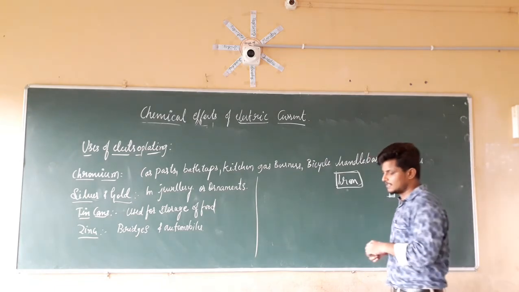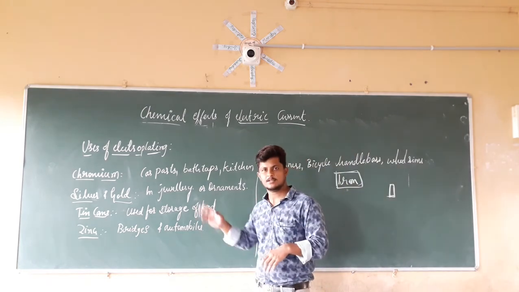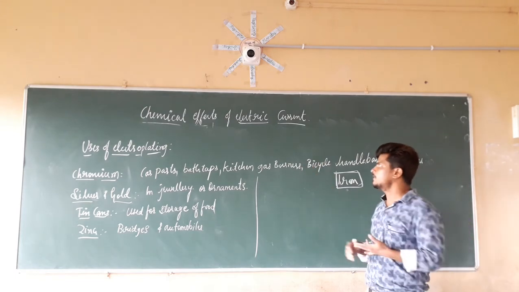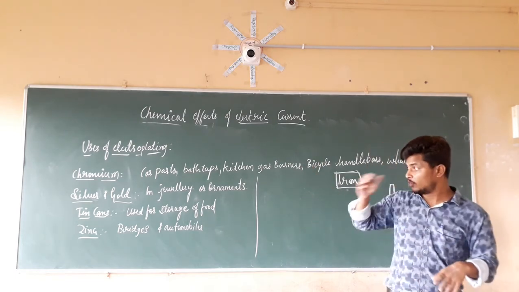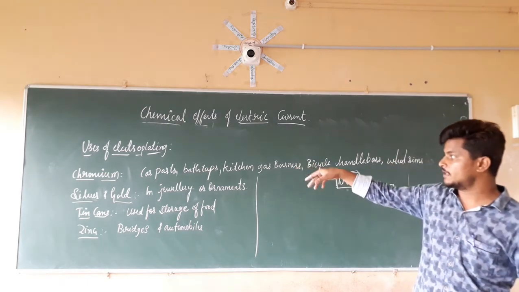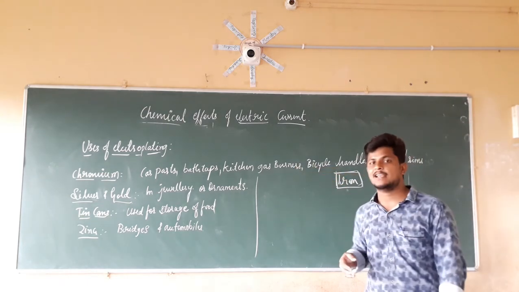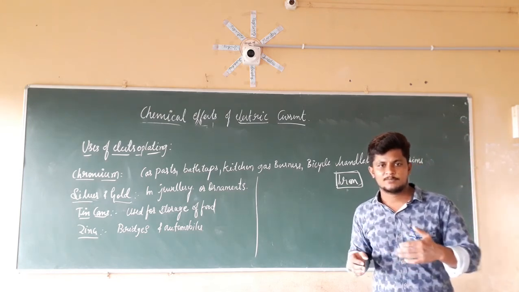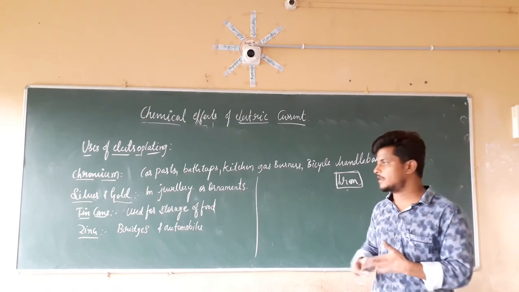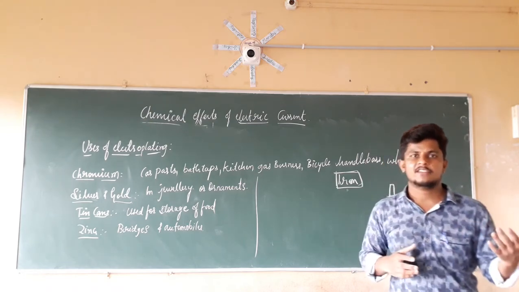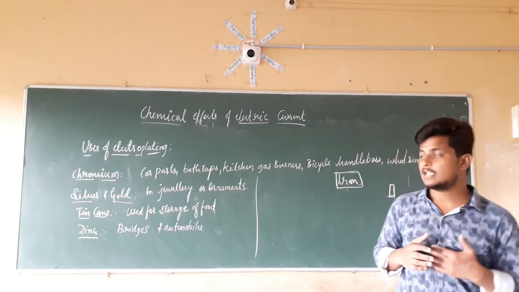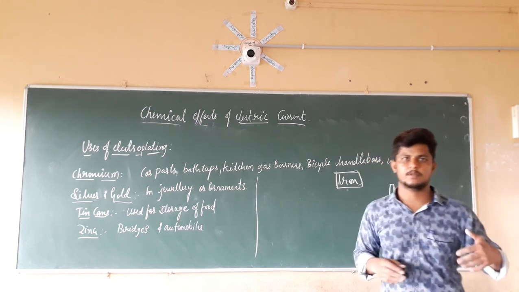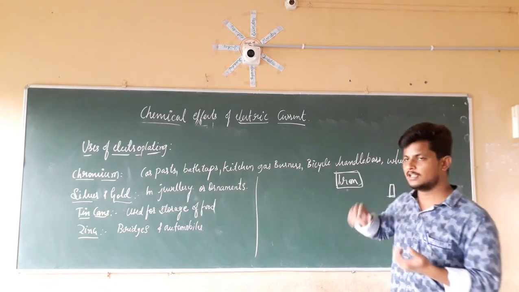So these are some uses of electroplating, and here your chapter, the chemical effects of electric current, is completed. One more thing: the solution which we use for electroplating is dangerous. It is harmful for the environment and the climate. So disposal is a headache for electroplating factories. They have guidelines from the government for the disposal of the solution used for electroplating, and by using those guidelines, they dispose of it.